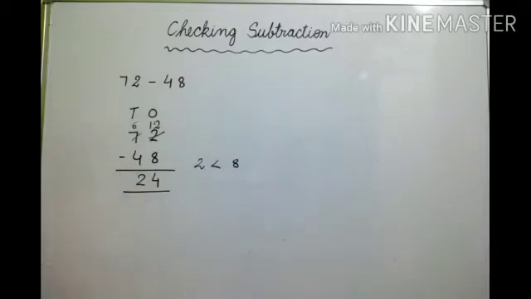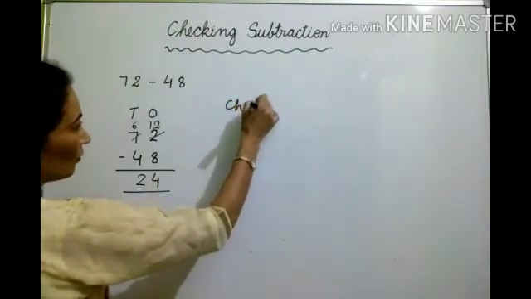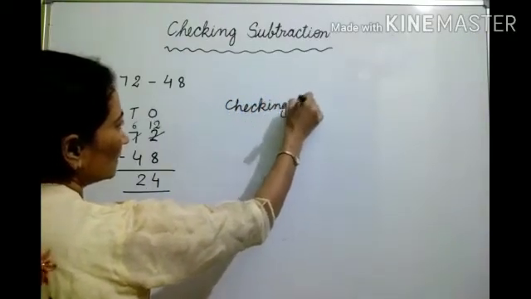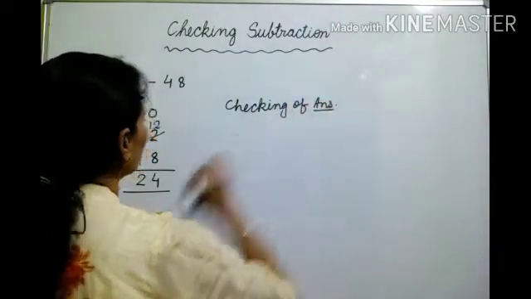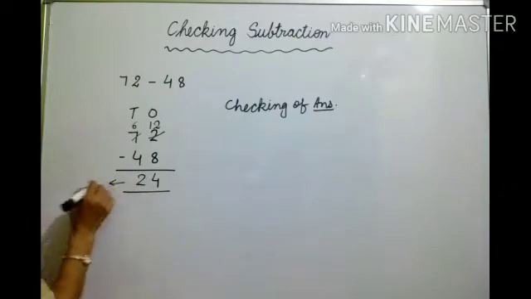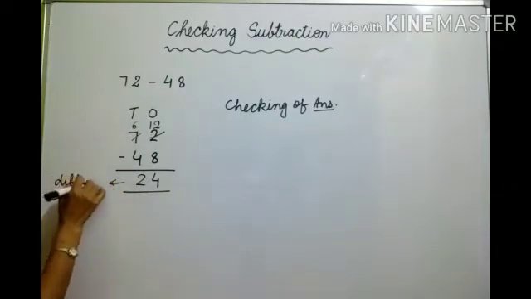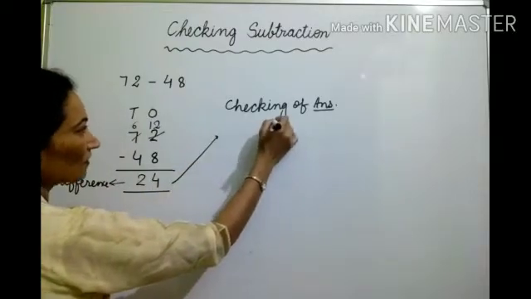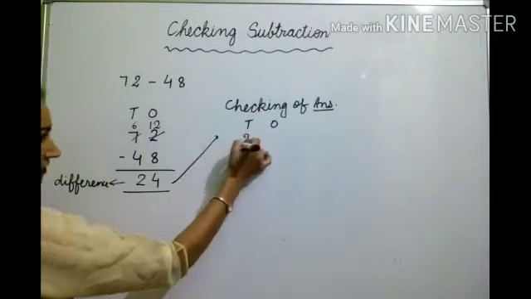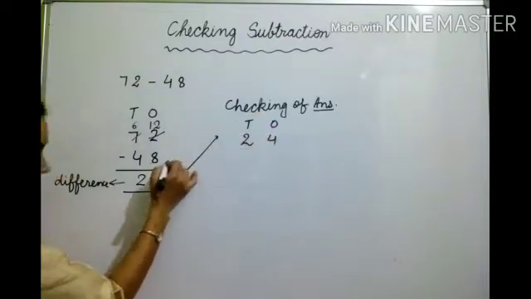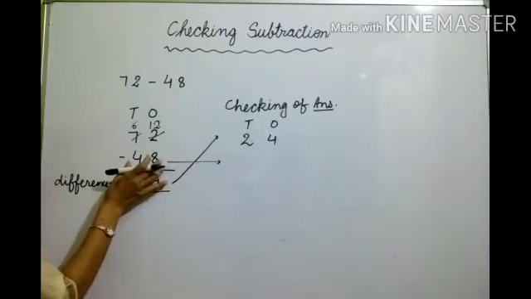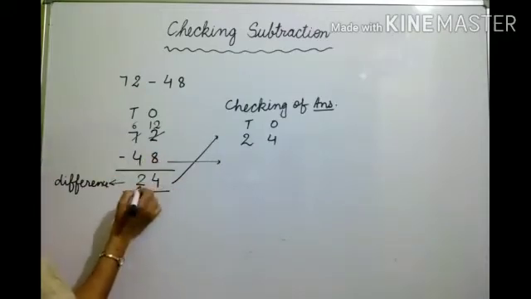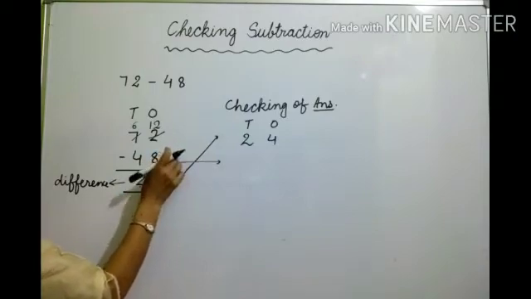Now we want to check whether our answer is right or wrong. Then how will we check? Checking of answer. This is our difference. We write the difference and we add the number which we subtract. We add two numbers, the difference and the number which is subtracted.